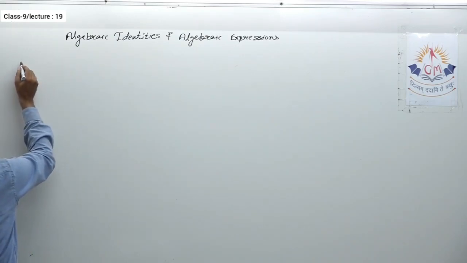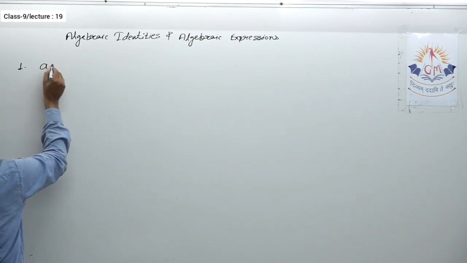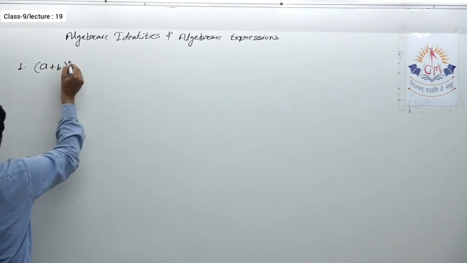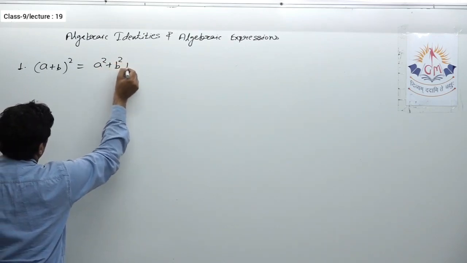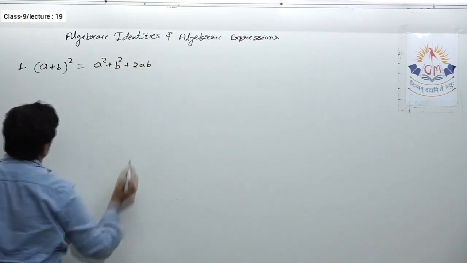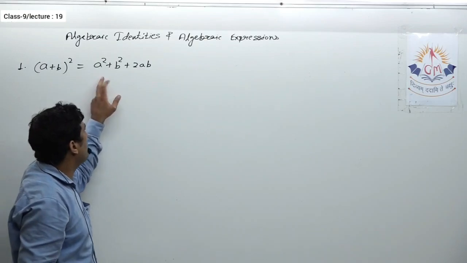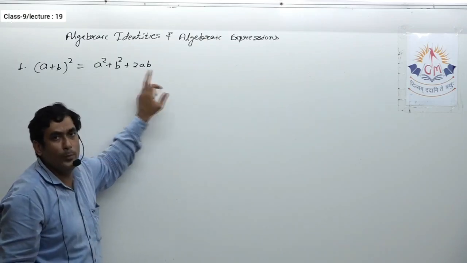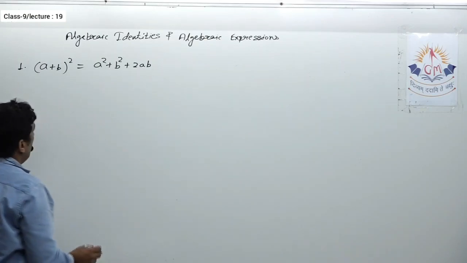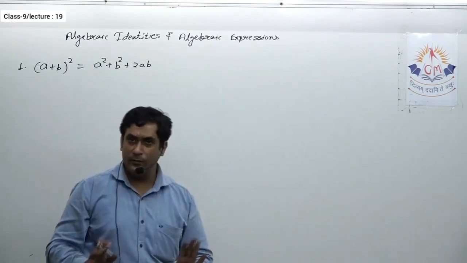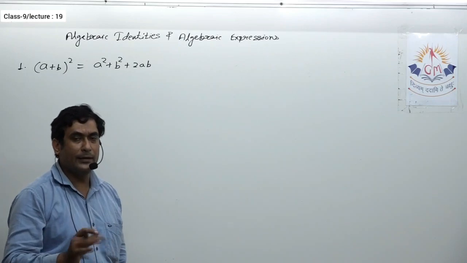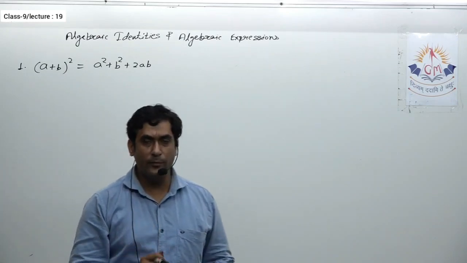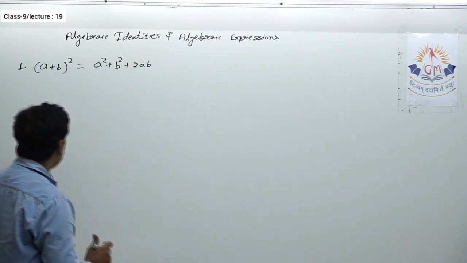So the very first identity is (a plus b) whole square, that is a square plus b square plus 2ab. Some also remember this as a square plus 2ab plus b square. However, this identity you must remember, mug it up very well, but still I'll explain how you can remember it in an easier way.